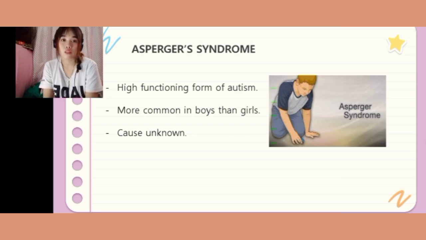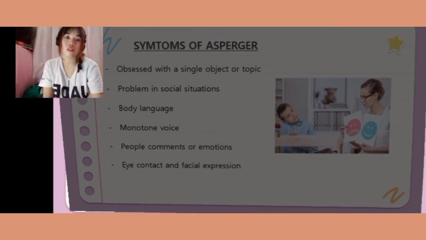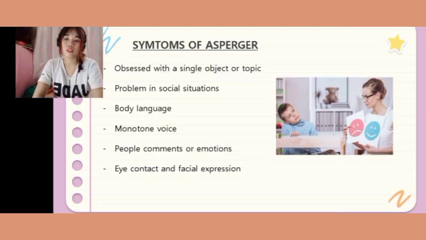So here we have the symptoms of Asperger's syndrome. First, we have being obsessed with a single object or topic. It means the child is obsessed with a particular topic, and he wants to talk a lot about it. Second, we have problems in social situations. Children who have Asperger's syndrome have weak social skills, and they don't know how to fix a problem because they don't understand how to socialize with other people. It's so sad for them to be in that kind of situation.